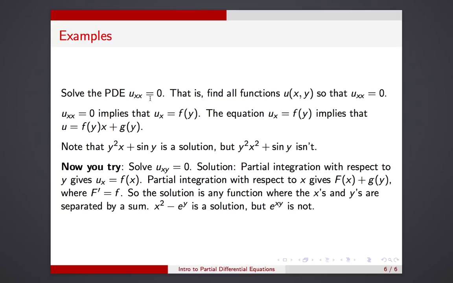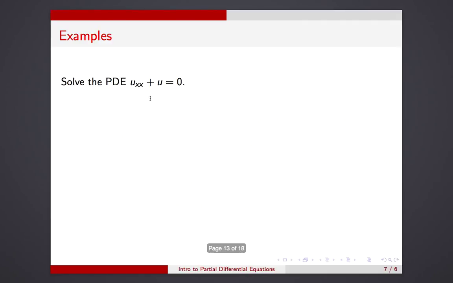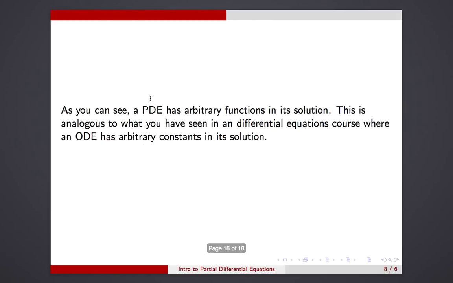In general, most PDEs, of course, are way more complicated than what we just did here. So in the next video, we will turn our attention to a particular class of PDE that we can solve using some geometry. So that's it for now.